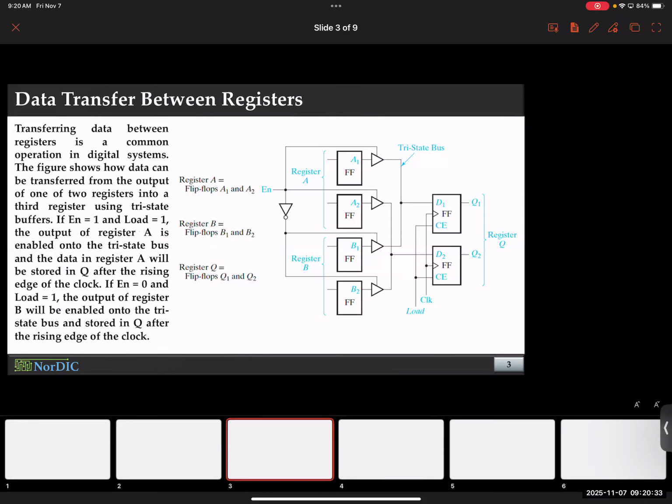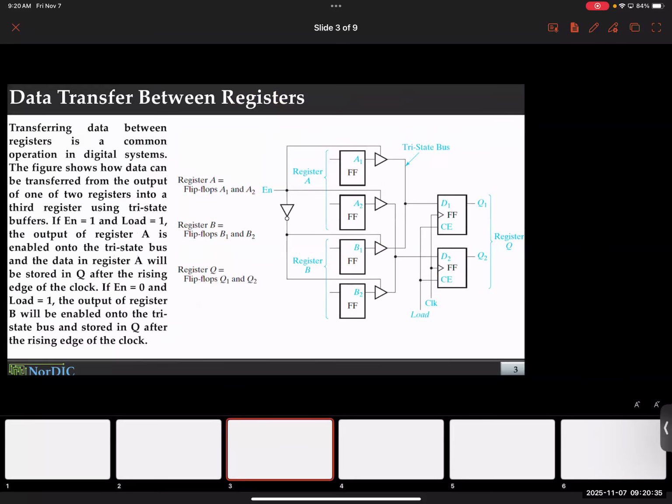So now what you're looking at here, by the way, in this slide, we'll talk about data transfer between registers, okay? In the previous slide, you saw how to save specific data in a register. But now how about I copy a given set of data from one register to the other? How can I do it, using the components that you've learned so far?